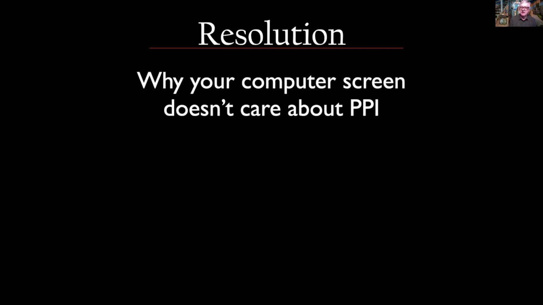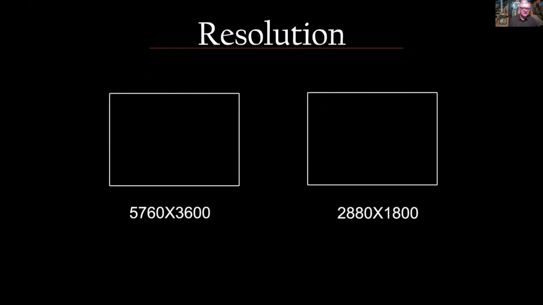Here's why. Say you have two screens, like I do. I have an iMac that's 5760 by 3600. That's the resolution of the screen. That's the way they build it. So there's 5760 pixels wide on my screen, 3600 pixels deep. My laptop is 2880 by 1800. So that's how many pixels the screen will show.